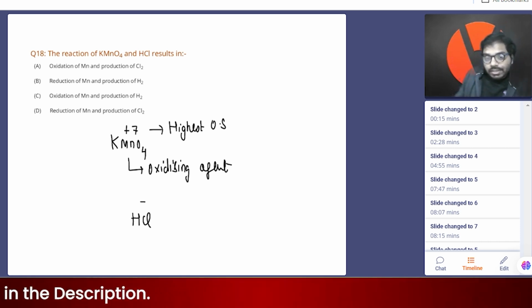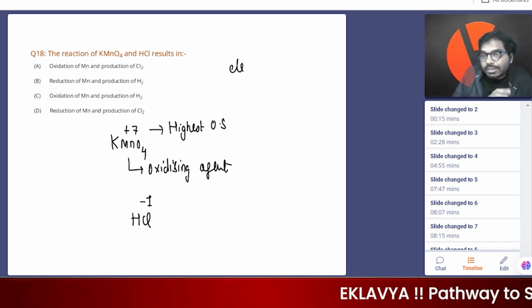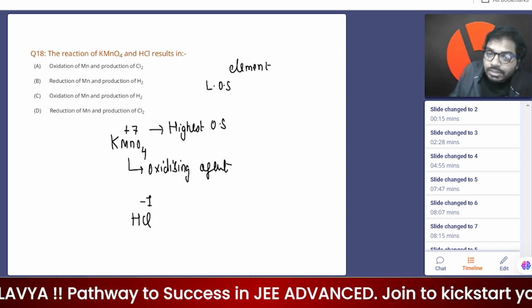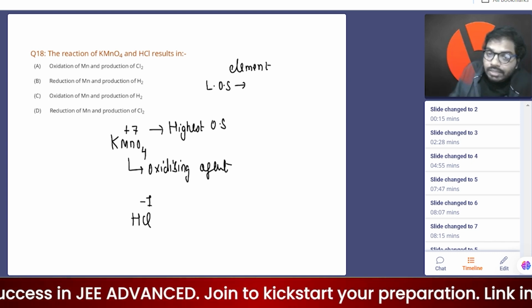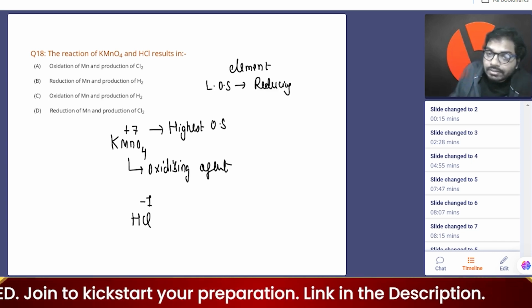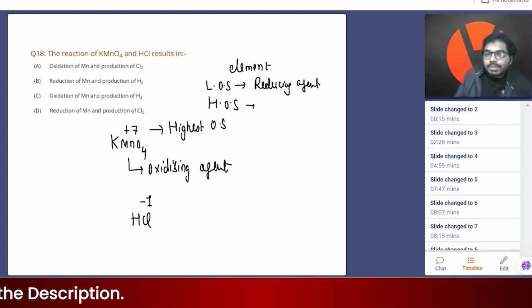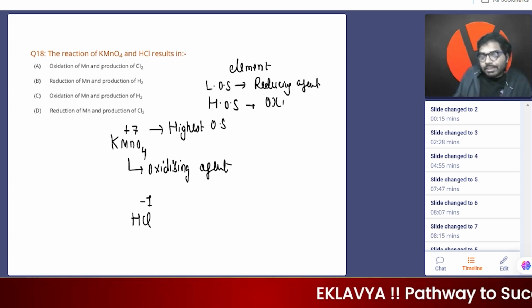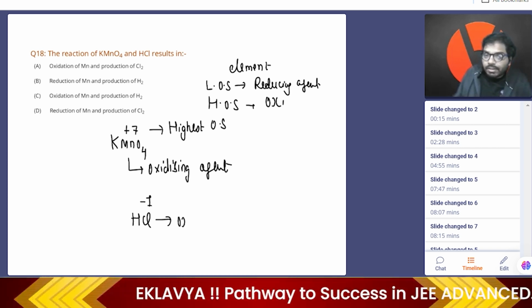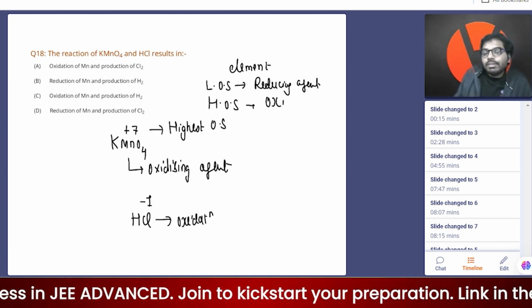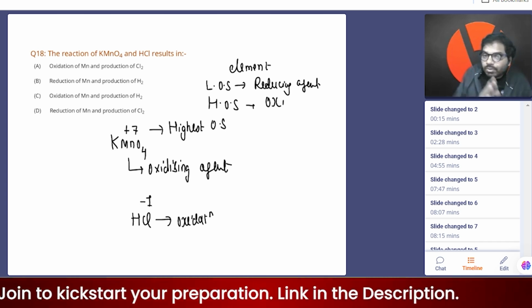And we can see this HCl is there. So HCl is present in the -1, or I can say the lowest state. So when any element is present in the lowest oxidation state, it will act as a reducing agent. And when it is present in the highest oxidation state, it will act as an oxidizing agent. So here HCl is present in the -1, so what will happen? It will undergo the oxidation. I mean, the oxidation number of the chlorine will change.